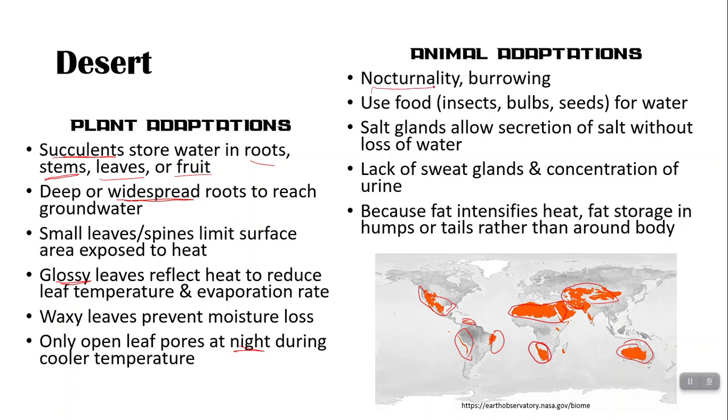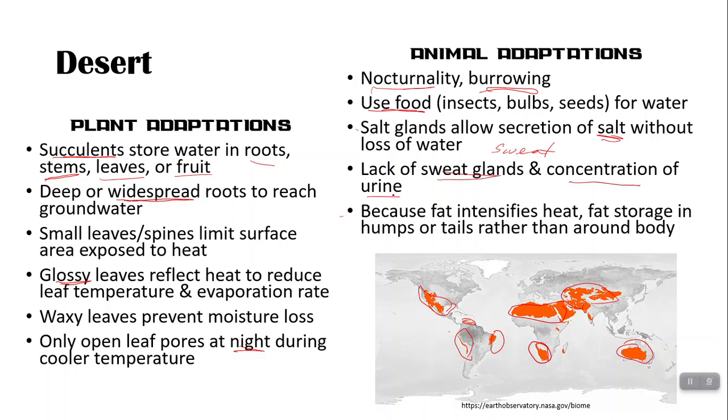Animals, a lot of them are nocturnal, so they're awake and moving around during the cooler part of the day cycle, or they burrow underground where it's cooler. There are some animals that use their food as their primary or only source of water. Some of them have salt glands that let them release salt, which is a part of sweat. But instead of sweating, they release salt through salt glands so they don't lose water. Some of them don't have sweat glands. Some of them produce super concentrated urine.